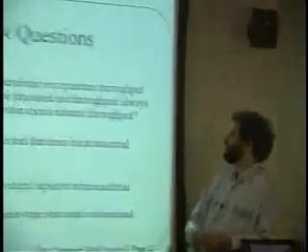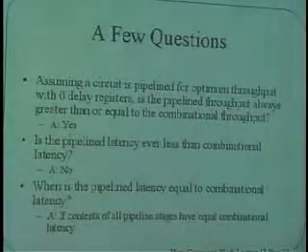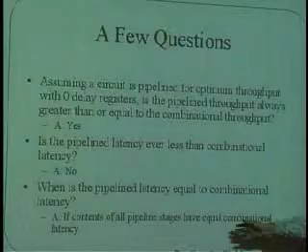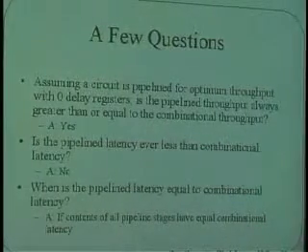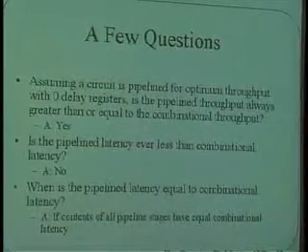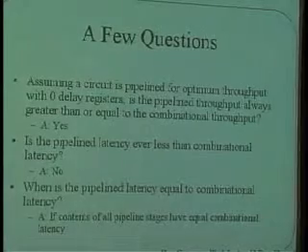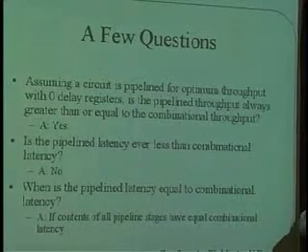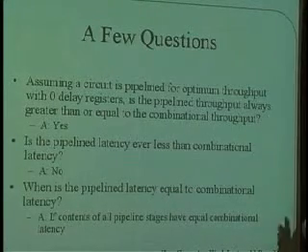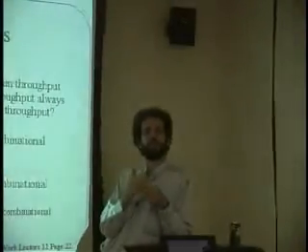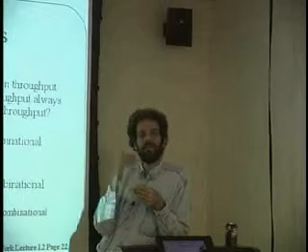Okay. When is the pipeline latency equal to the combinational latency? And here the answer is just down here. If the contents of all the pipeline stages have equal combinational latency. In other words, if our chunking happens to fall exactly on the latency boundaries. In that case, the data arrives at the D input of the registers for the pipelining just before the clock goes off.